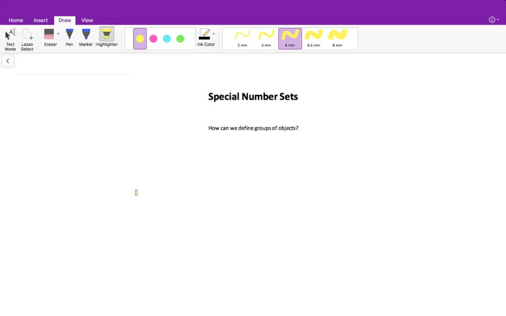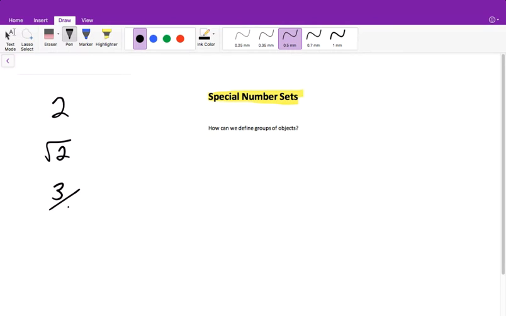All right, so the second thing that we're going to talk about in this section 1 are now just going to be special number sets. Right, so now what you're going to need to be able to do with this is if you're given numbers, say 2, the square root of 2, 3 over 4, you'll need to be able to define what number set they are part of.